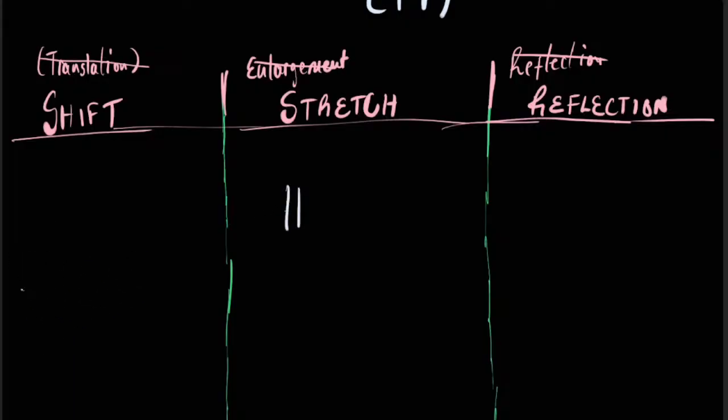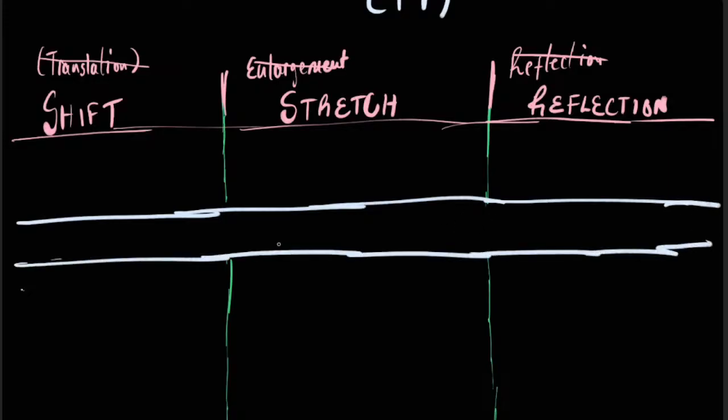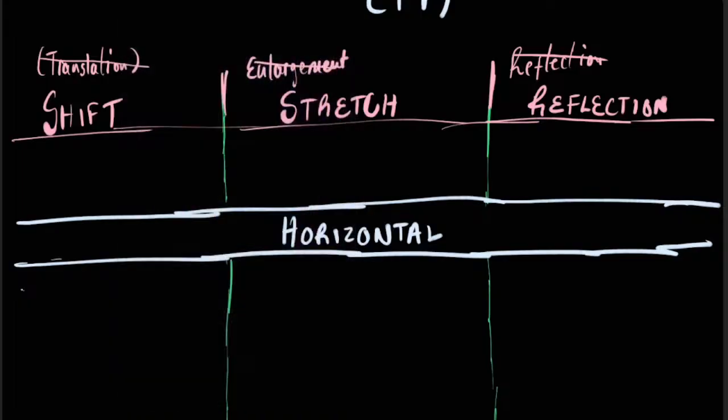There is horizontal transformation and there is vertical transformation. So for these 3, we are going to talk about them horizontally and we are going to talk about them vertically. We can start with horizontal. We will start with horizontal. So for each of the 3, we can have a shift, we can have a stretch, we can have a reflection. And the shift can be horizontal, the shift can be vertical. So here we are talking about a horizontal shift, then a horizontal stretch, then a horizontal reflection.